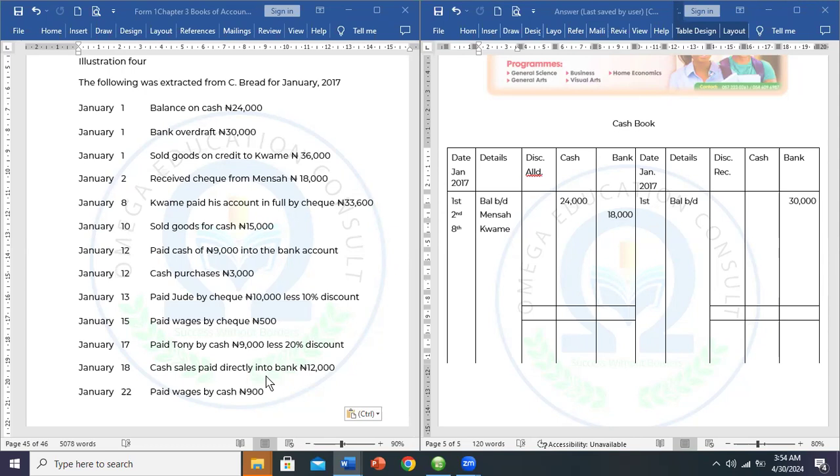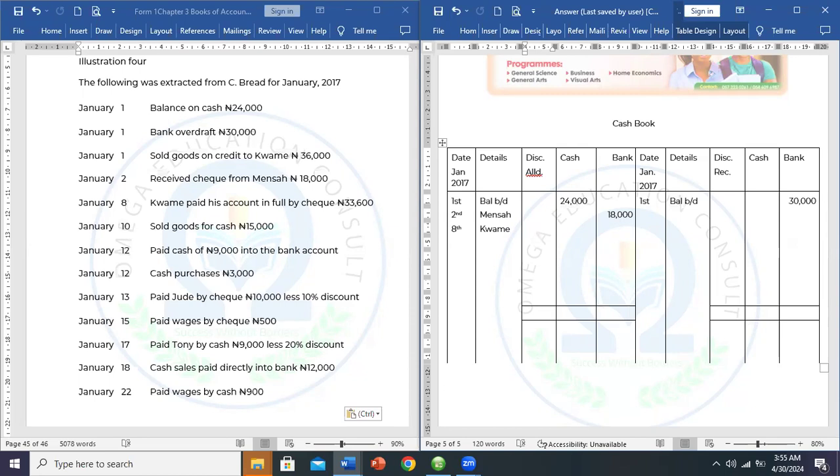Okay, so that's just on the funny side, but that point is well made. So we sold goods to Kwame 36,000. He's paying in full. So it means that we allowed him a discount, right? So what is the discount? How much is it? Let me see the calculator. 36,000 minus 33,600. So we gave him a discount of 2,400.